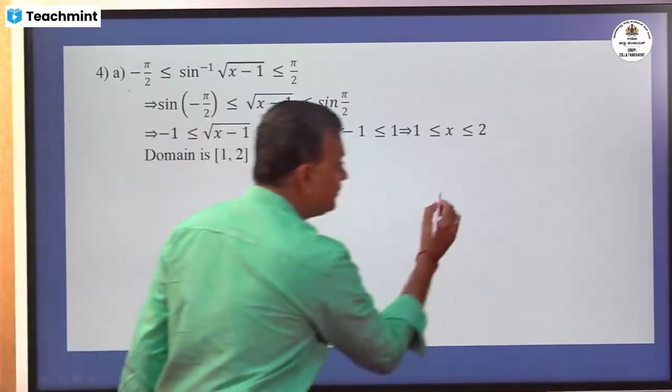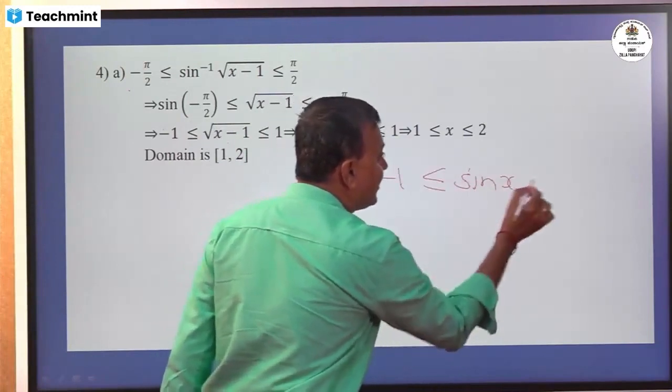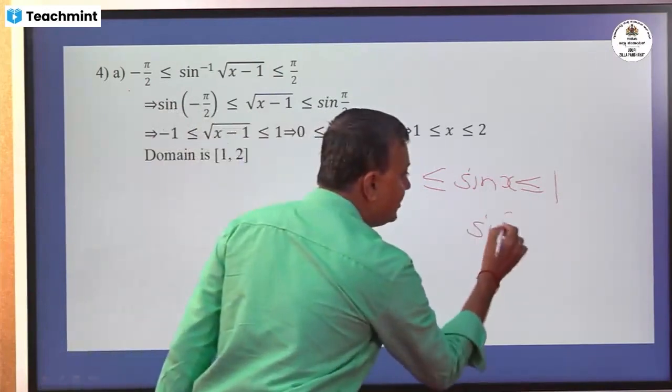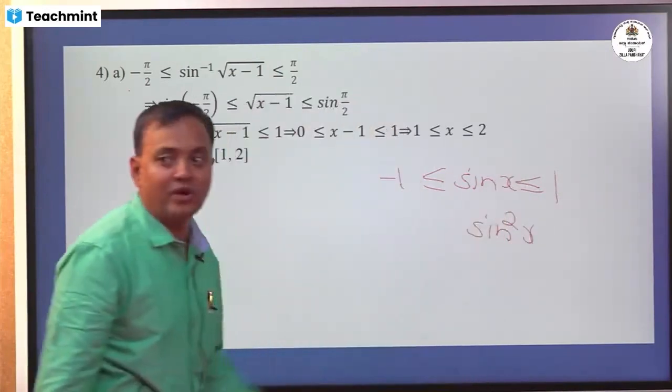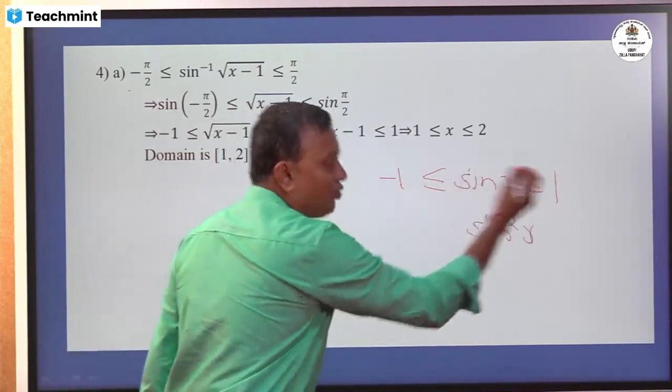We know sin x is greater than or equal to minus 1, less than or equal to 1. What is the sin square x range? Sin range is minus 1 to 1. What is the range of sin square x? Sin square x, when squared, is 0 to 1.